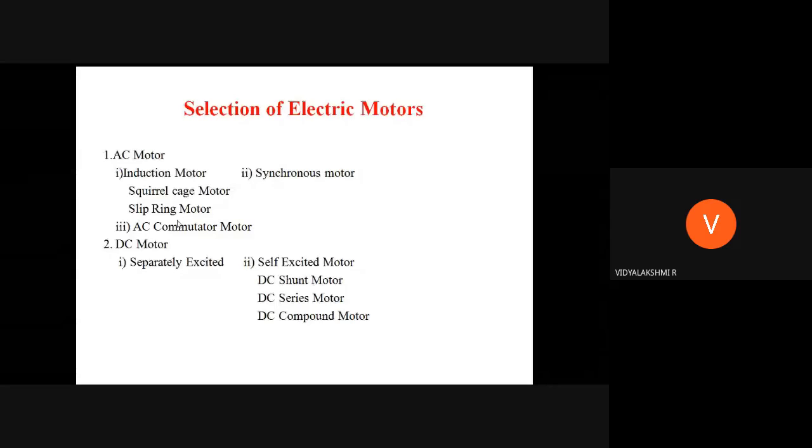And the next one, limited frequency of starting. We can use it for a limited period only. And if I start without a starter, it may affect the supply voltage. I'm repeating once again: if I start a motor without a starter, it may affect the supply voltage. What will happen? The capacity of the supply system is very large. So this is the drawback of the squirrel cage induction motor.